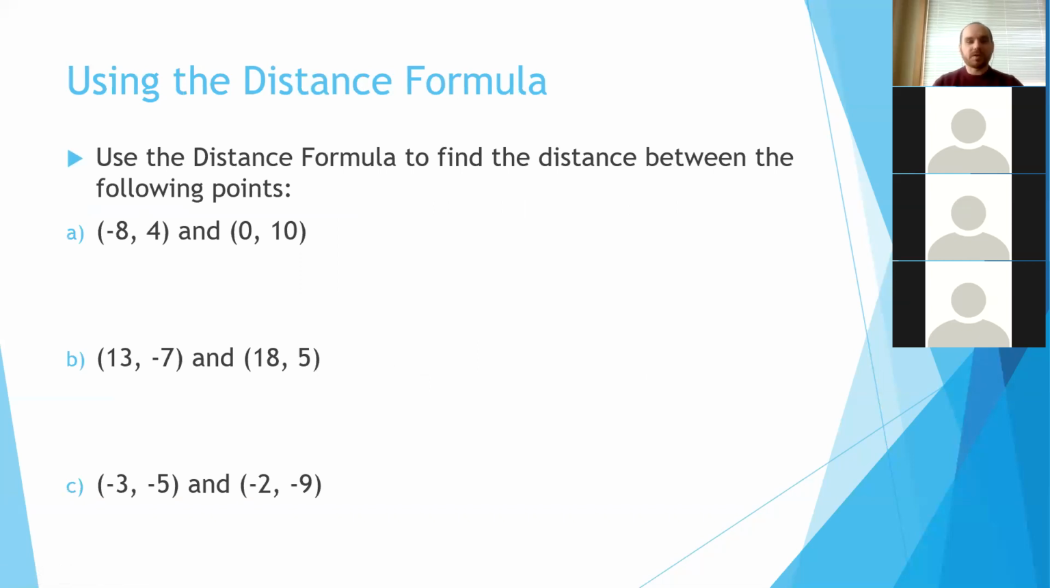All right. So we're going to use the distance formula to find the distance between the following points. We have negative 8, 4, and 0, 10, 13, negative 7, and so on. I'm going to walk through how to do it with A. And then B and C, I want you guys to try on your own before you take off today. So remember the distance formula. I'm going to rewrite it right here. It is the square root of x2 minus x1 squared plus y2 minus y1 squared.